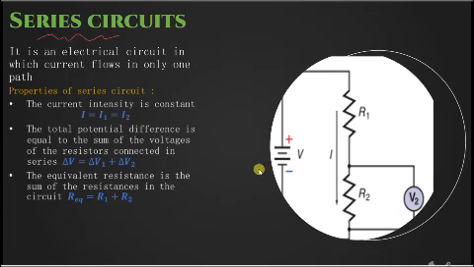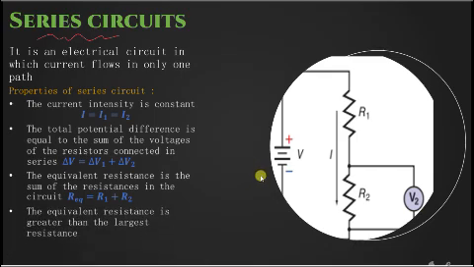So the R equivalent is R equal to R1 plus R2 plus R3 and so on, depending on the number of resistances we have in the circuit. That gives us an equivalent resistance greater than the largest resistance, as we sum them every time. So this is everything you need to know about series circuits.